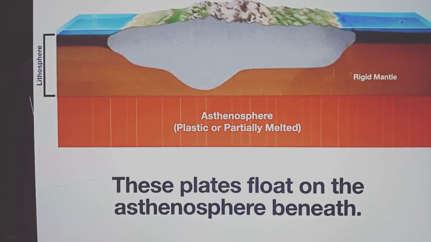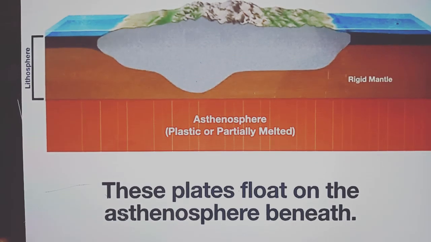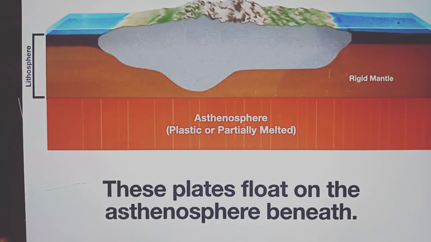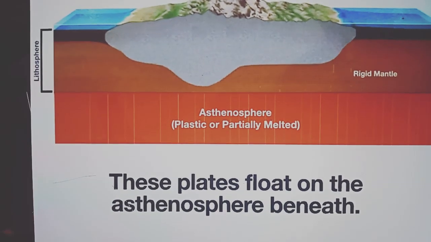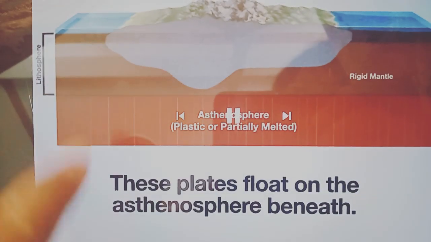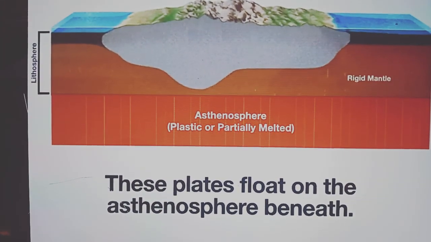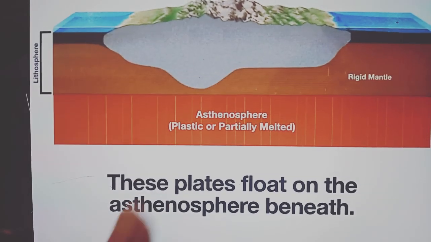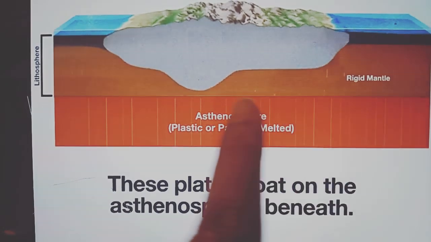Now, that crust, whether it's oceanic or continental, along with this kind of orangey section called the rigid mantle, those two together are what make up our lithosphere, the solid outer shell of the Earth. Keep in mind that beneath that is kind of a gooey, plastic, partially melted bubblegum layer called the asthenosphere. And so the plates that we live on are actually floating on the asthenosphere beneath.